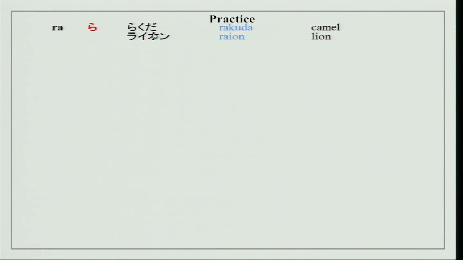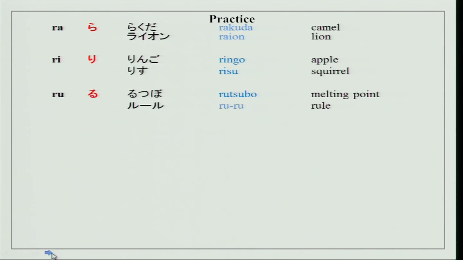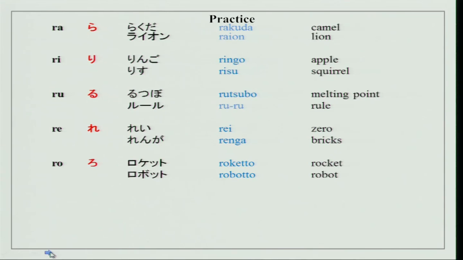Rakuda, rayon, ringo, risu, rutsubo, ruru, rei, renga, roketto, robotto.